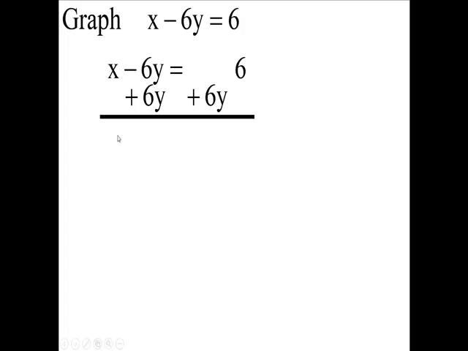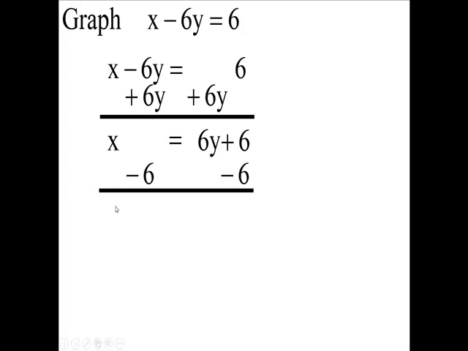Okay, so we'll end up with x equals 6y plus 6. Alright, now I have to solve this for y. I need to get rid of this 6 right here. So I'm going to subtract 6 here and here. Okay, so then you have x minus 6 equals 6y.